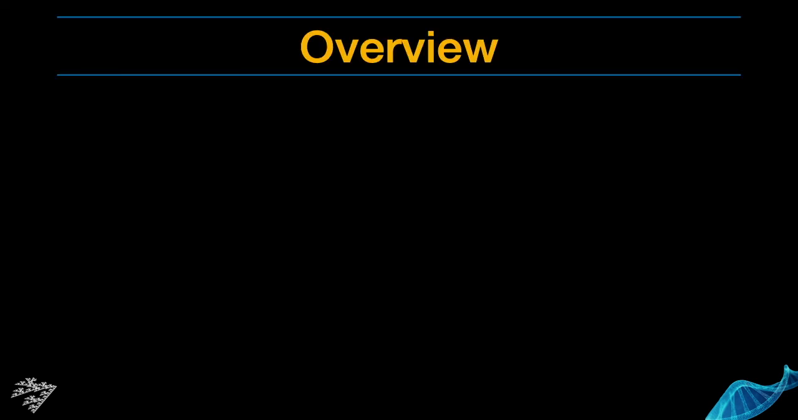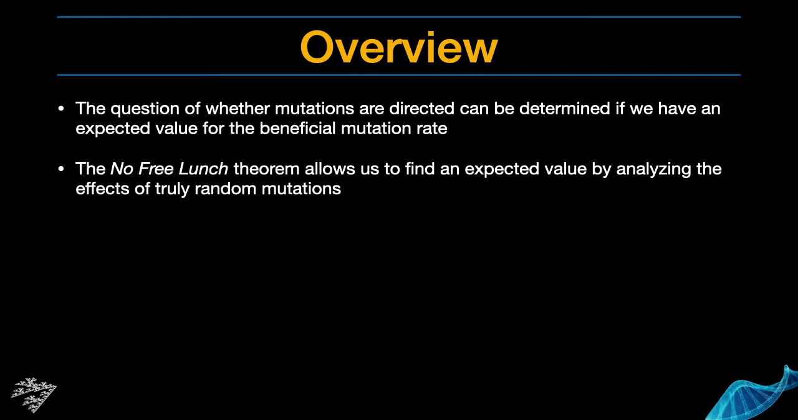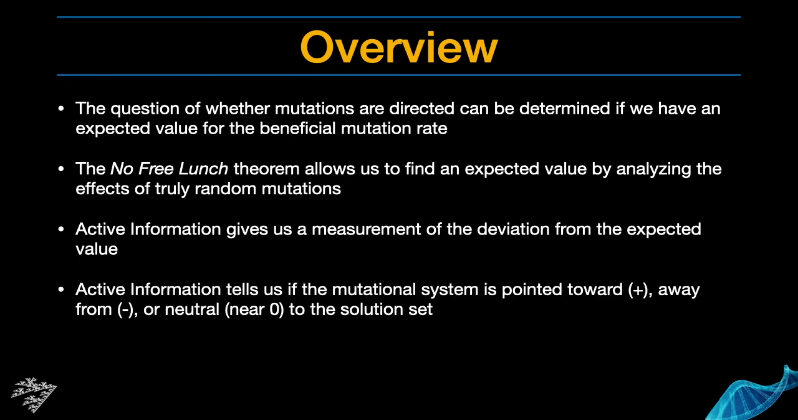So, in summary, the question of whether mutations are directed can be determined if we have an expected value for the beneficial mutation rate. The no-free-lunch theorem allows us to find that expected value by analyzing the effects of truly random mutations. And then active information gives us a measurement of the deviation from that expected value. The active information will tell us if the mutation system is pointed toward, away from, or neutral to the solution set compared to a random search.